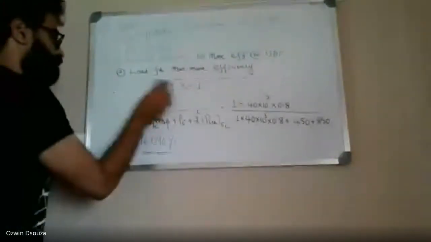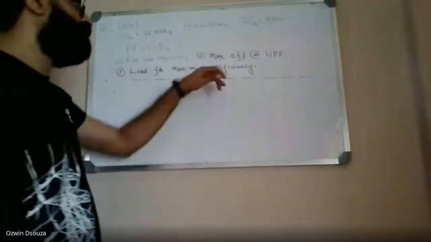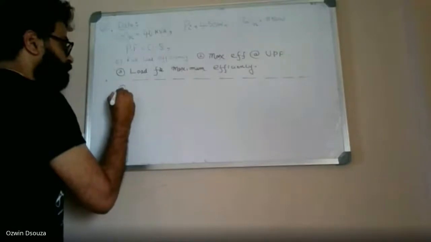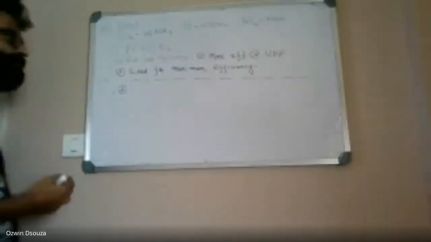Fine. So that's about full load efficiency. Next, let us consider part number 2. So in part 2, what is it that you should do? You are supposed to find out the maximum efficiency at UPF. So, second one, you can write.